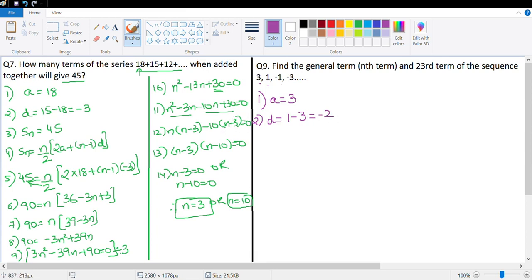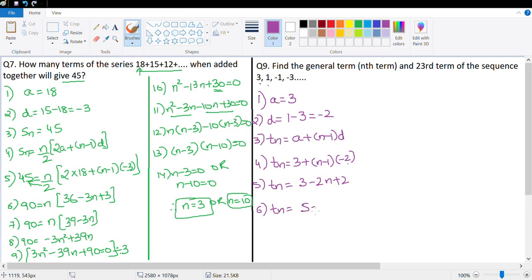And we know that the nth term of an AP is given by the formula A plus n minus 1 times D. Let's substitute the value of A as 3 and n minus 1 times D. D is negative 2. So what we have is the nth term is equal to 3 minus 2n plus 2. Right? Negative 2 into n is minus 2n, negative 2 into negative 1, that's plus 2. So we get nth term is equal to 5 minus 2n.